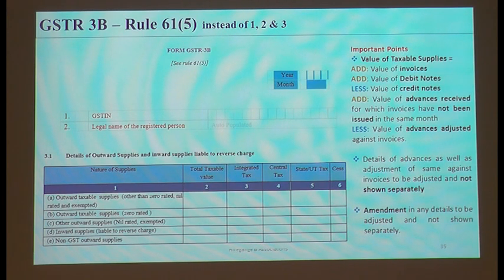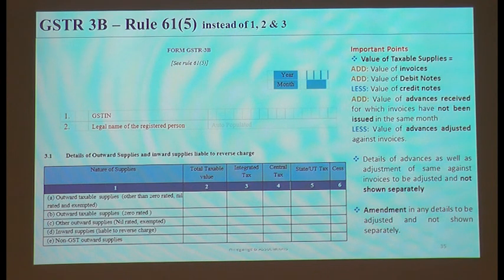Because it's for the same tax period, I am filing two kinds of returns, but one return cannot tell liability is 10,000, another return cannot tell liability is 1 crore. Both should get matched.